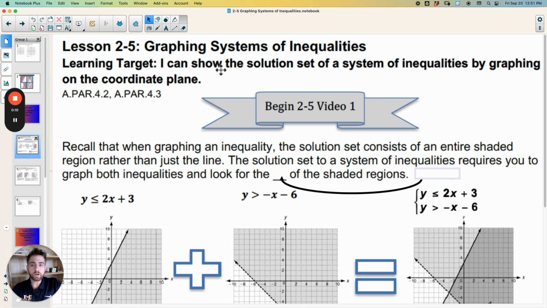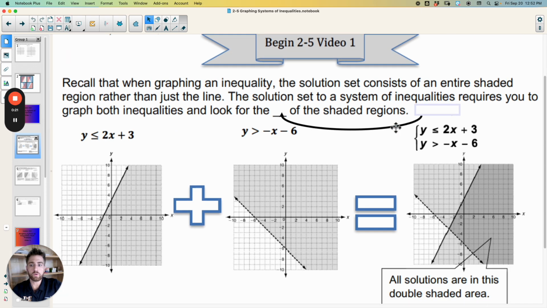So the learning target for today is that we can show the solution set of a system of inequalities by graphing on the coordinate plane. Also, one little thing to note: in your notes, my blank here that you have to fill in, I just didn't have enough room over here, but I think you'll have enough room in your notes, so you need to fill in overlap.